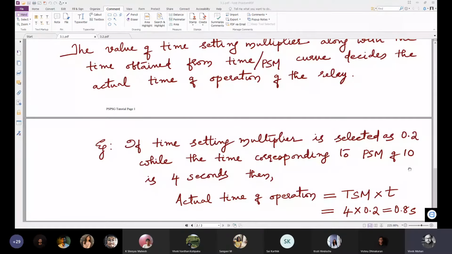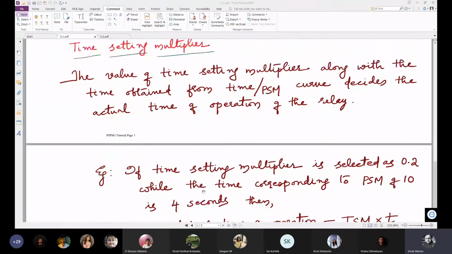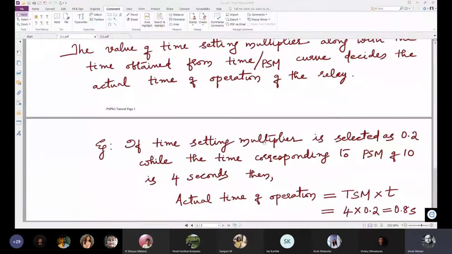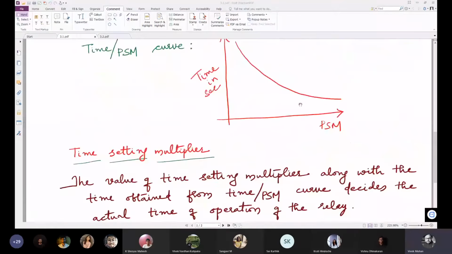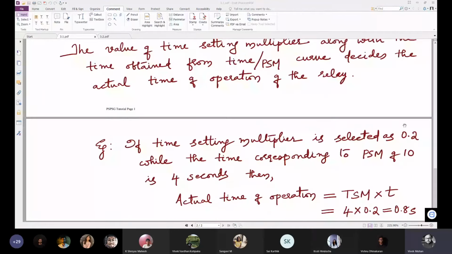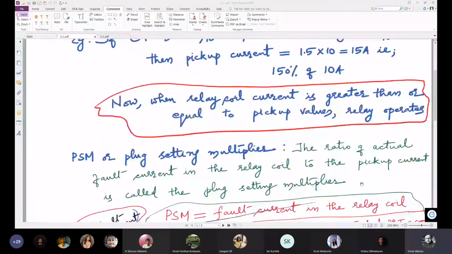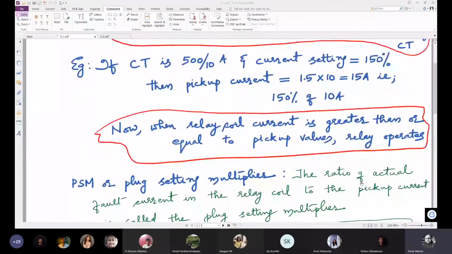Okay, so if the time setting multiplier is selected as 0.2, while the time corresponding to a PSM of 10 is 4 seconds. That is, from the inverse time curve, you got 4 seconds corresponding to some PSM value, and here the PSM value is 10. Now this 4 is multiplied with what? The time setting multiplier, right? So 4 into 0.2, which is 0.8 seconds. This is the actual time of operation of the relay. So this is the basic concept of time setting multiplier and plug setting multiplier.